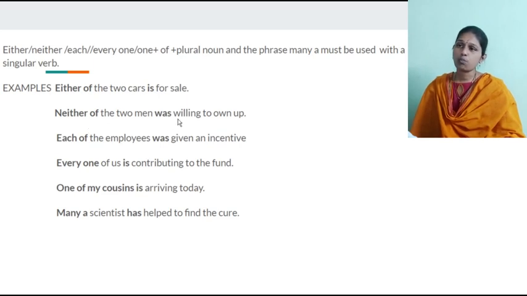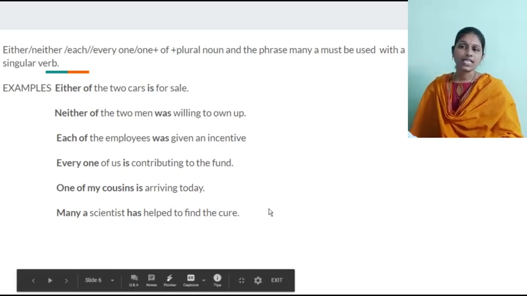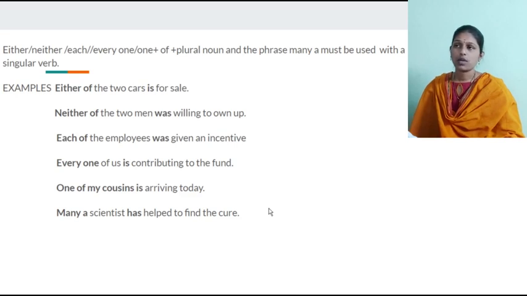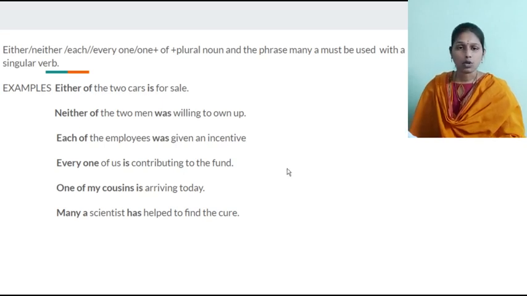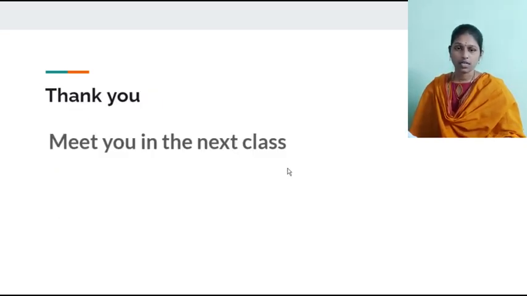Neither of the two men was willing. Was is singular. As it is neither of, we used was. Every one of us is contributing, singular verb. One of my cousins is arriving today. Many a scientist has helped to find the cure. So either of, neither of, each of, every one of, many a, all these phrases take a singular verb only. Hope it is clear up to here.